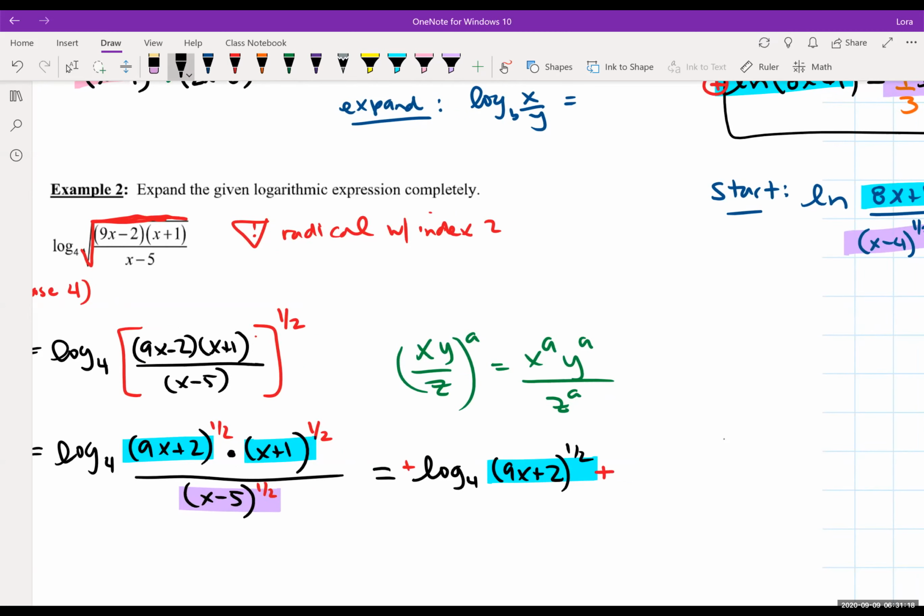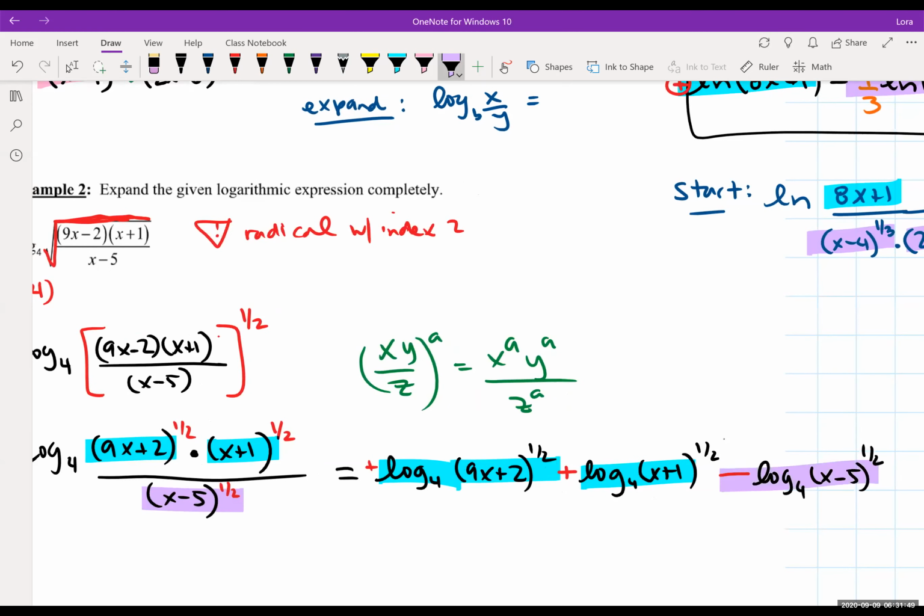Positive log base 4 of x plus 1, also to the 1/2. That was a factor that was in the numerator. That's why that logarithm will also be positive. Now, we had a factor in the denominator. So this is why that coefficient of that logarithm is going to be negative. So that will be rewritten, expanded as log base 4 of x minus 5 to the 1/2 power. And just reminding you, it was in the denominator, which is the reason for the negative coefficient.